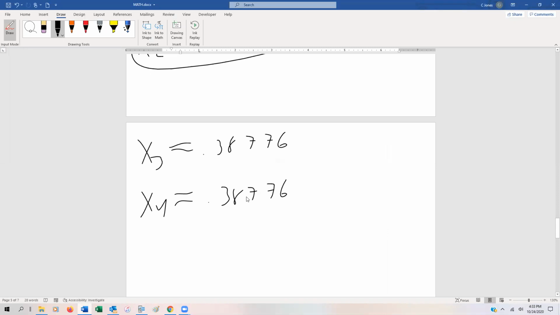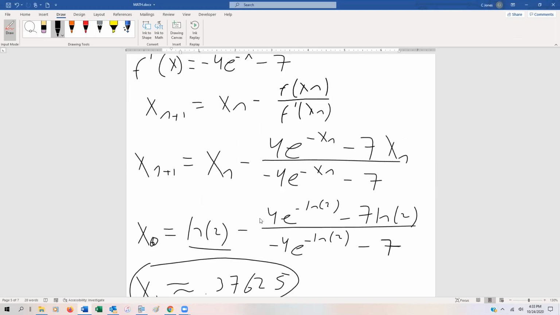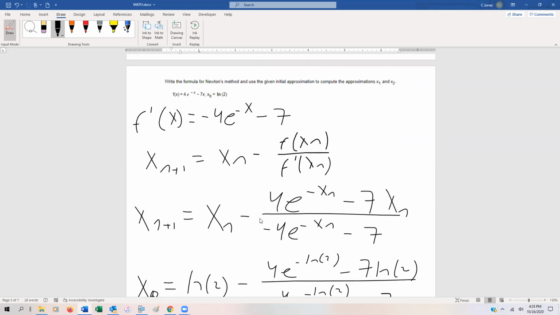If I was to round it, what did we get? 0.38776. So in fact, Newton's method seems to be even more precise than the calculator by sitting there and zooming in continuously. All right. In fact, it probably took us just as long to use the calculator method. All right. So hopefully this illustrates the power of Newton's method and also how to go about utilizing it.